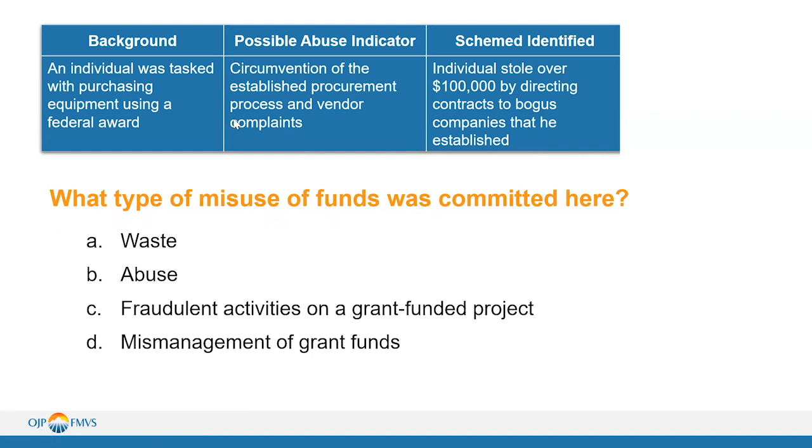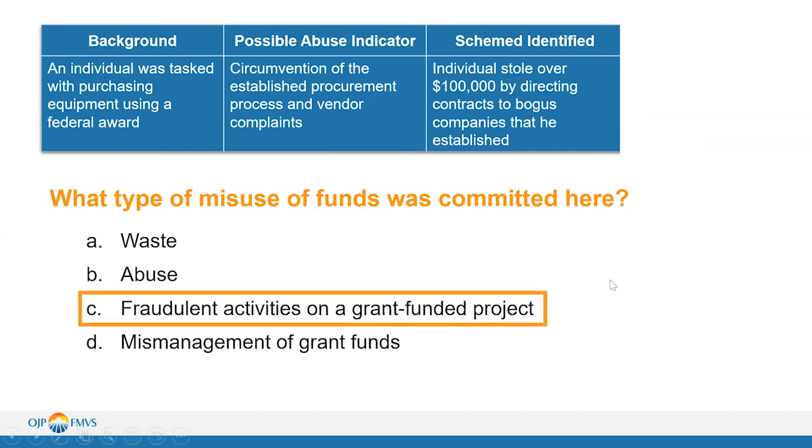Take a few moments to enter your response in the poll, and then Carlin will share the correct answer in a few moments. Okay. All right. And 21 out of 21, wow, you got it. The answer is fraudulent activities on a grant-funded project. So the individual fraudulently created bogus companies to steal federal funds. So good job.